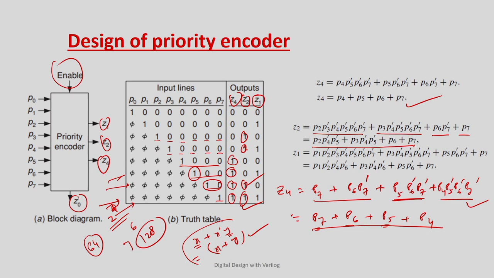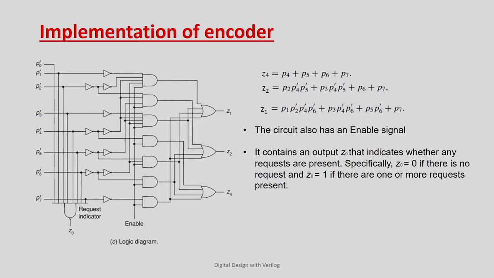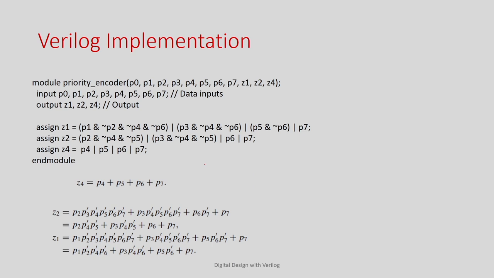Similarly for Z1, I have to keep these terms. This one is effectively P1 and then P2 bar, P3 bar, P4 bar, P5 bar, P6 bar, P7 bar and so on. So I will get this expression, and if I simplify, I will get this expression. Once I get this, I can just implement it in Verilog, and this circuit will look like this, and the implementation in Verilog is quite simple.